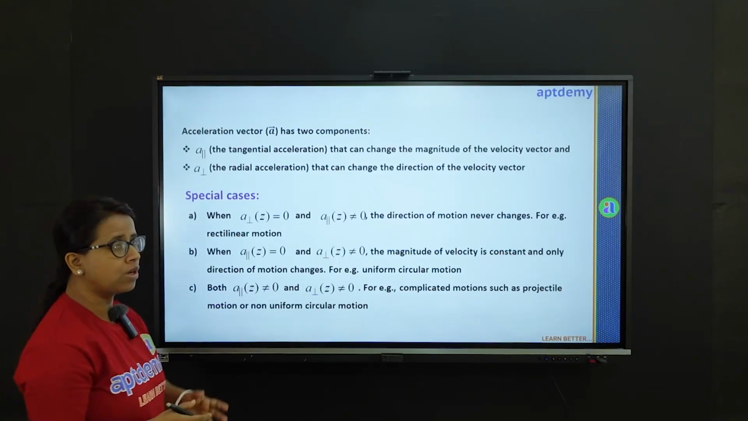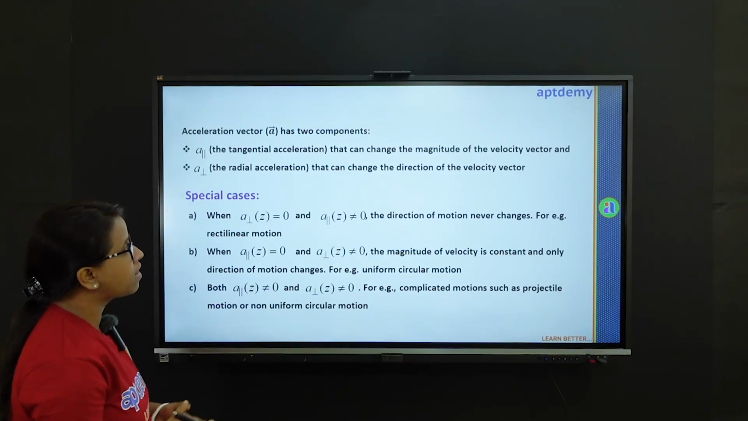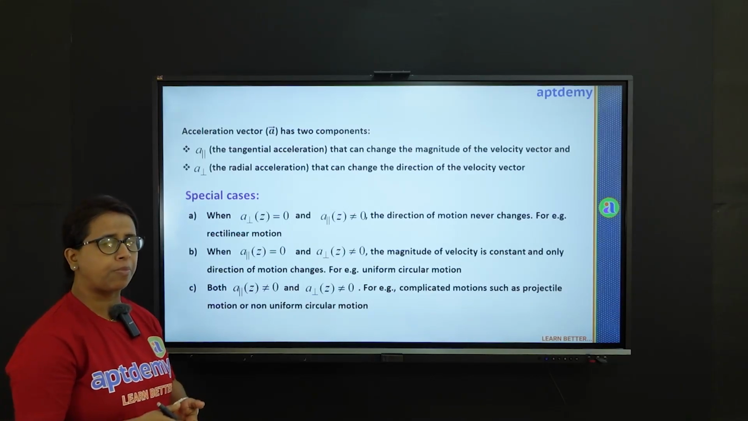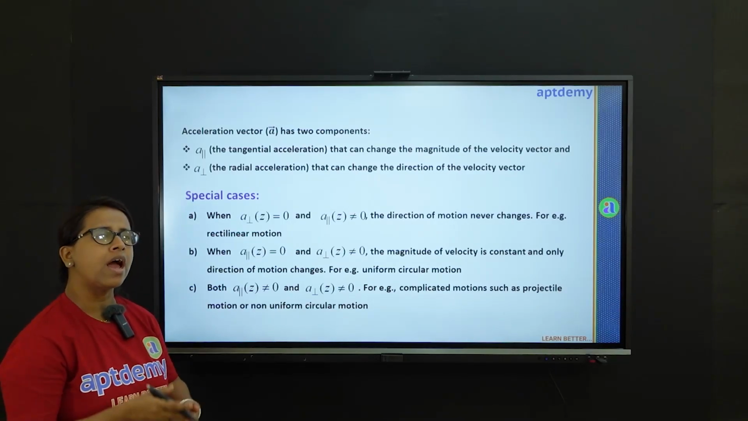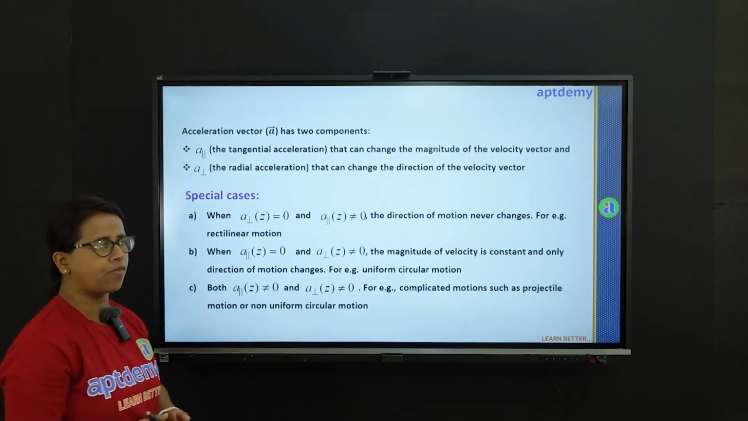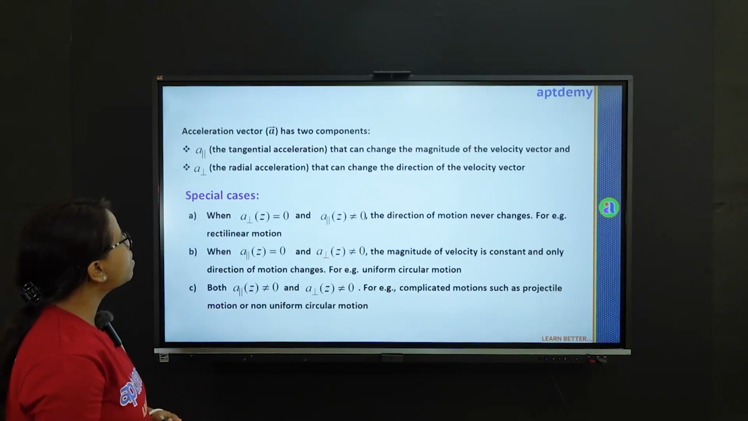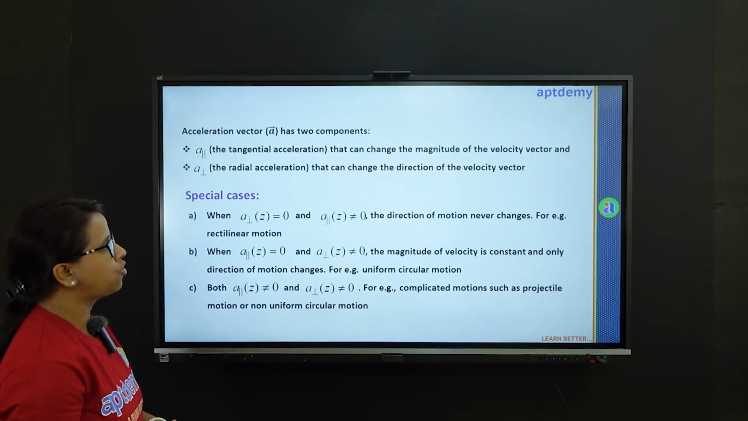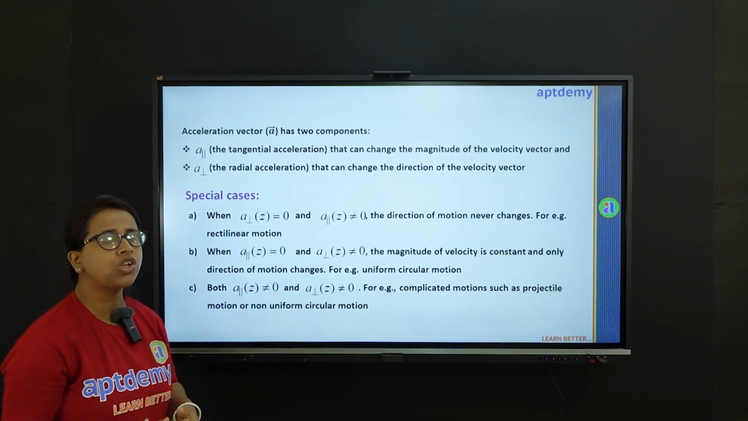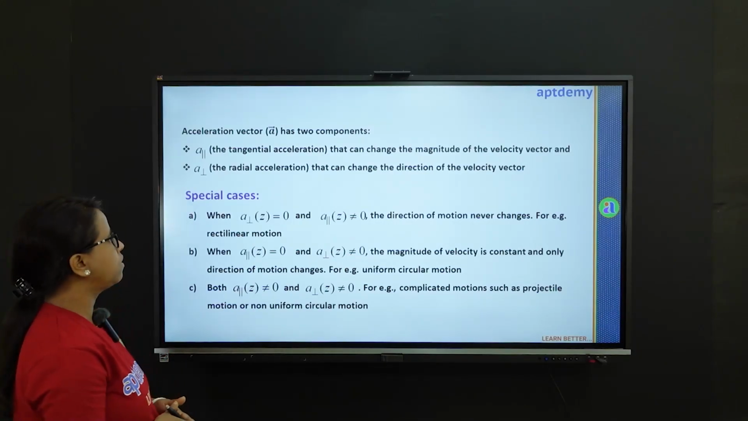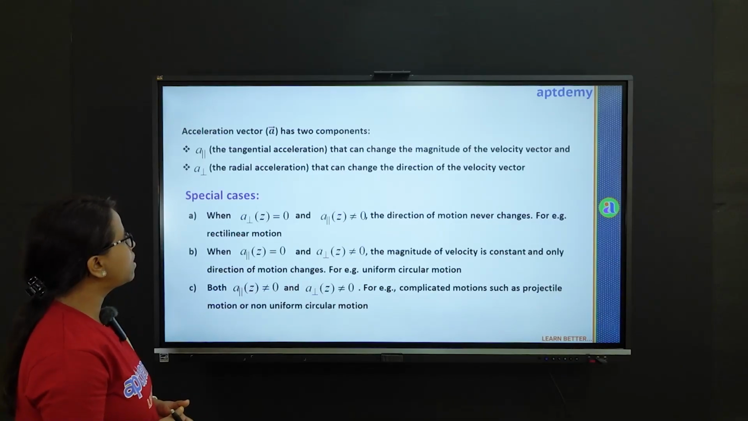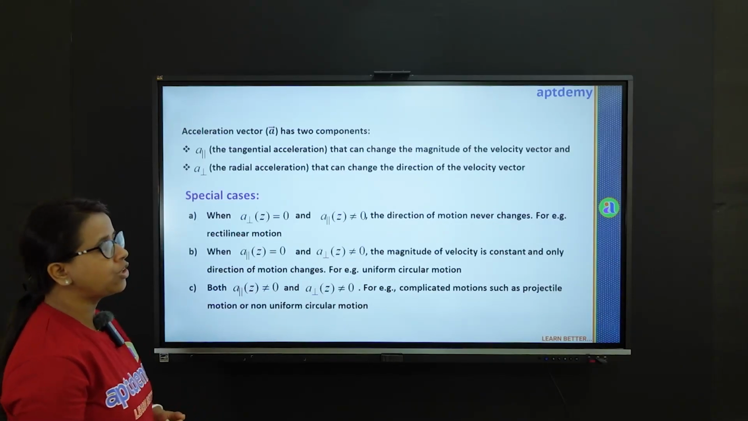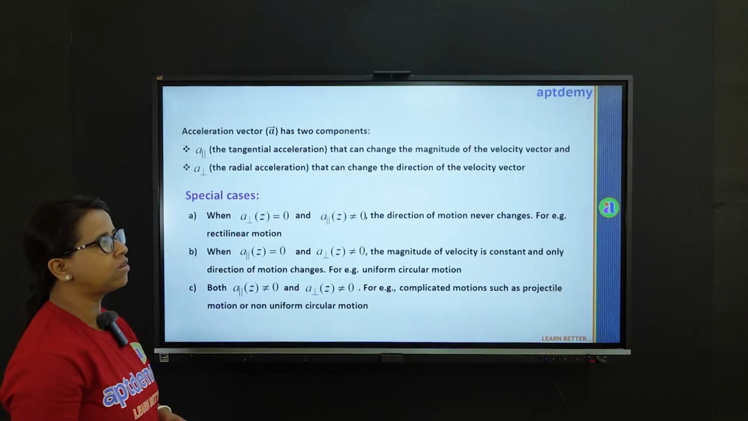Now, acceleration, to conclude, acceleration vector, it has got 2 components. One, the parallel component of acceleration, and the second, the perpendicular component of acceleration. So, the parallel component, the tangential acceleration, is that which can change the magnitude of the velocity vector, while the radial acceleration, a perpendicular, that can change the direction of the velocity vector.